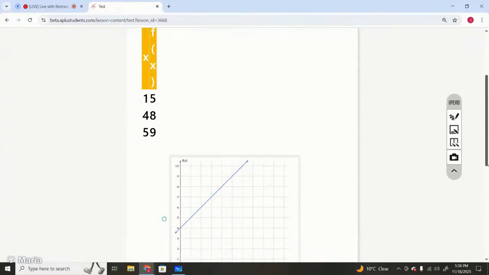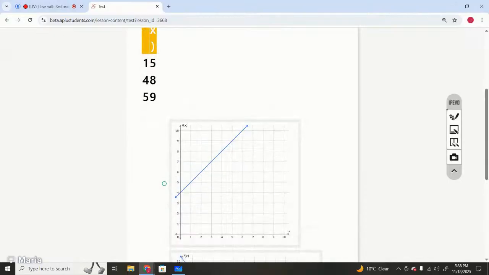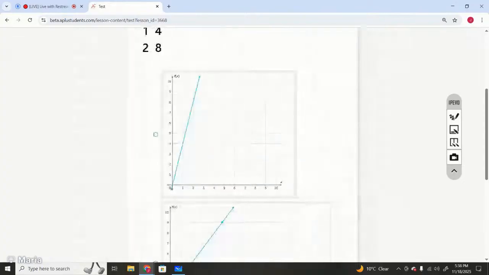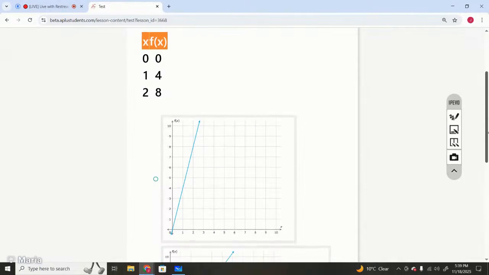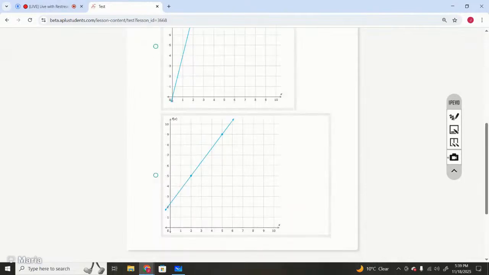Complete the table and then graph the function. Option number 1 is the correct option. The points are 0, 0, 1, 4, 2, 8. Option number 1 is the correct option.